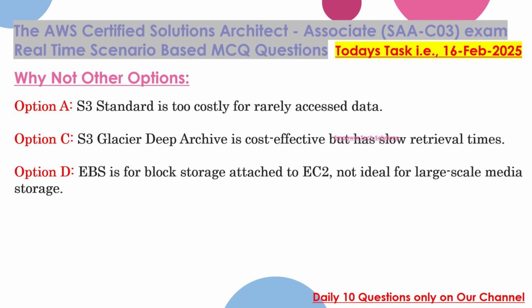Why not other options? Option A, S3 Standard is too costly for rarely accessed data. Option C, S3 Glacier Deep Archive is cost-effective but has slow retrieval times. Option D, EBS is for block storage attached to EC2, not ideal for large-scale media storage.